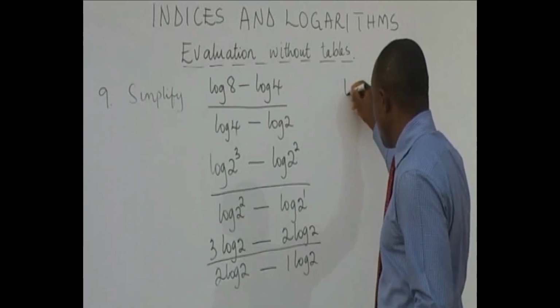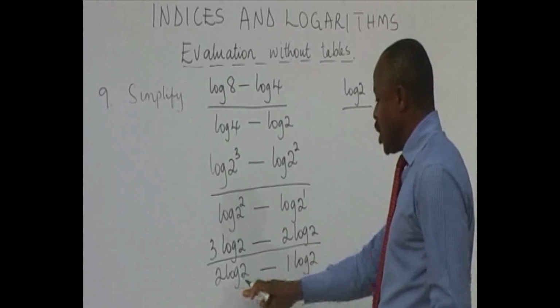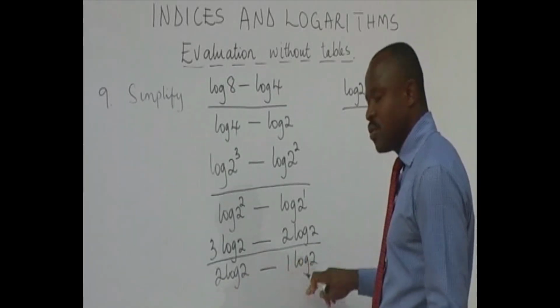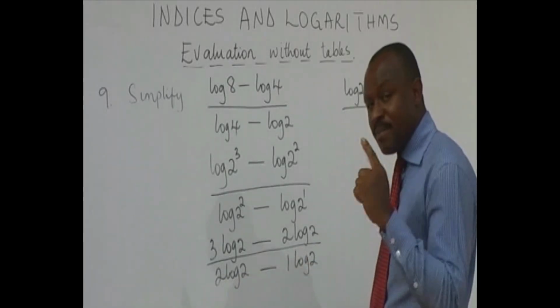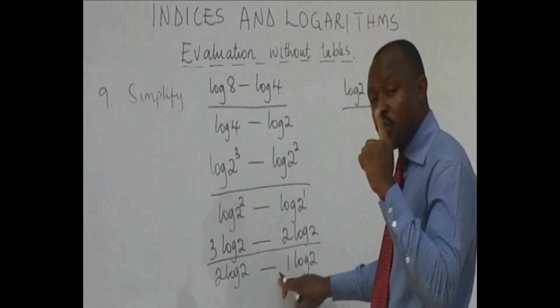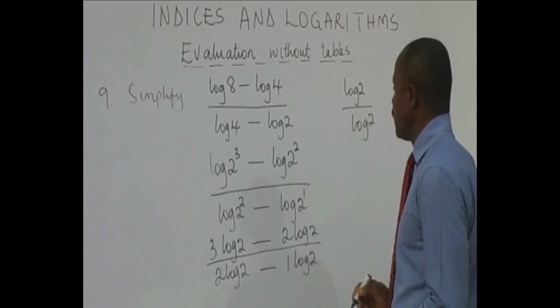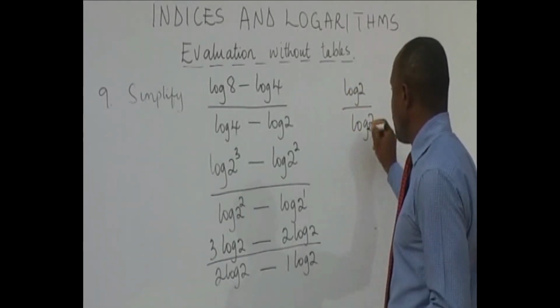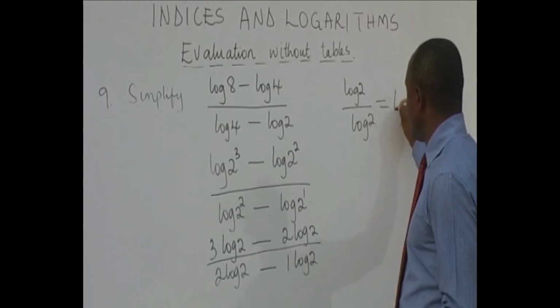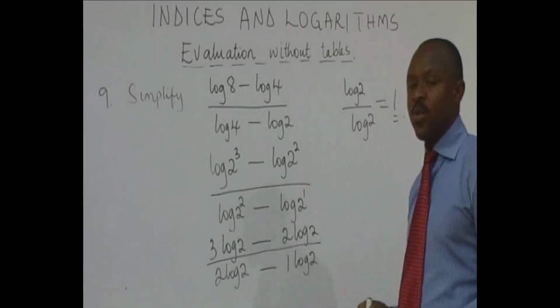So in the numerator you have log 2. Now divided by 2 log 2 minus 1 log 2. It's just like saying 2x minus x. Here you will also be left with log 2. So we have log 2. Log 2 divided by log 2 will give you 1. That means 1 becomes the answer to that question.